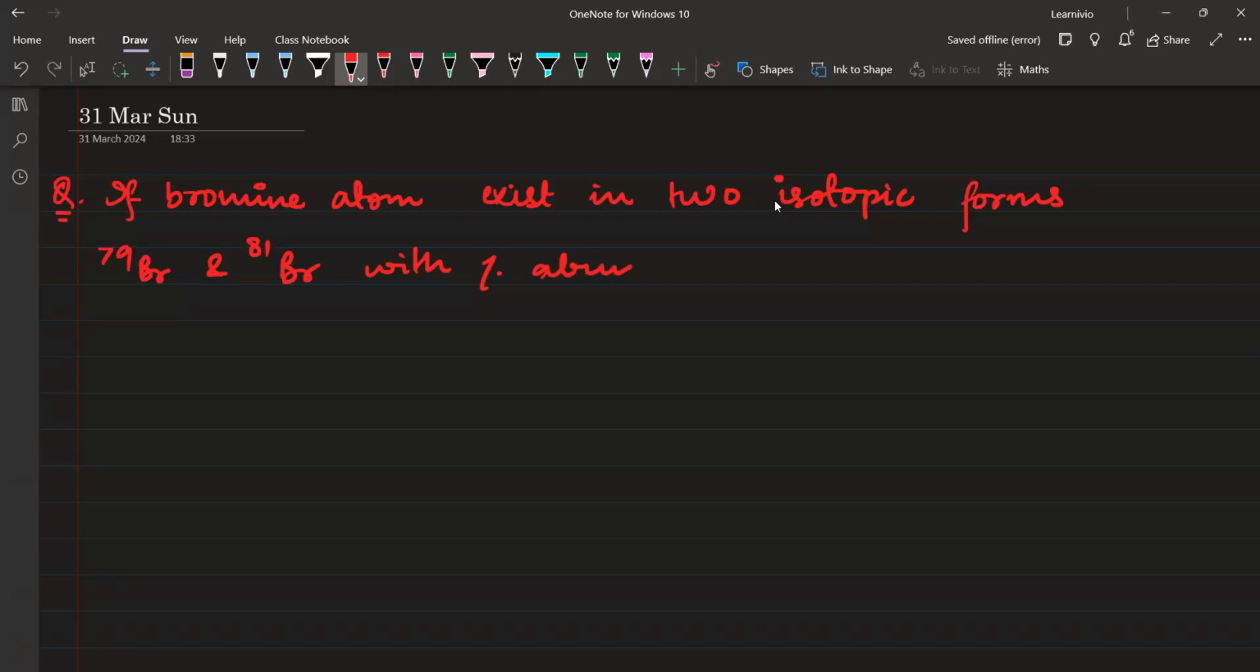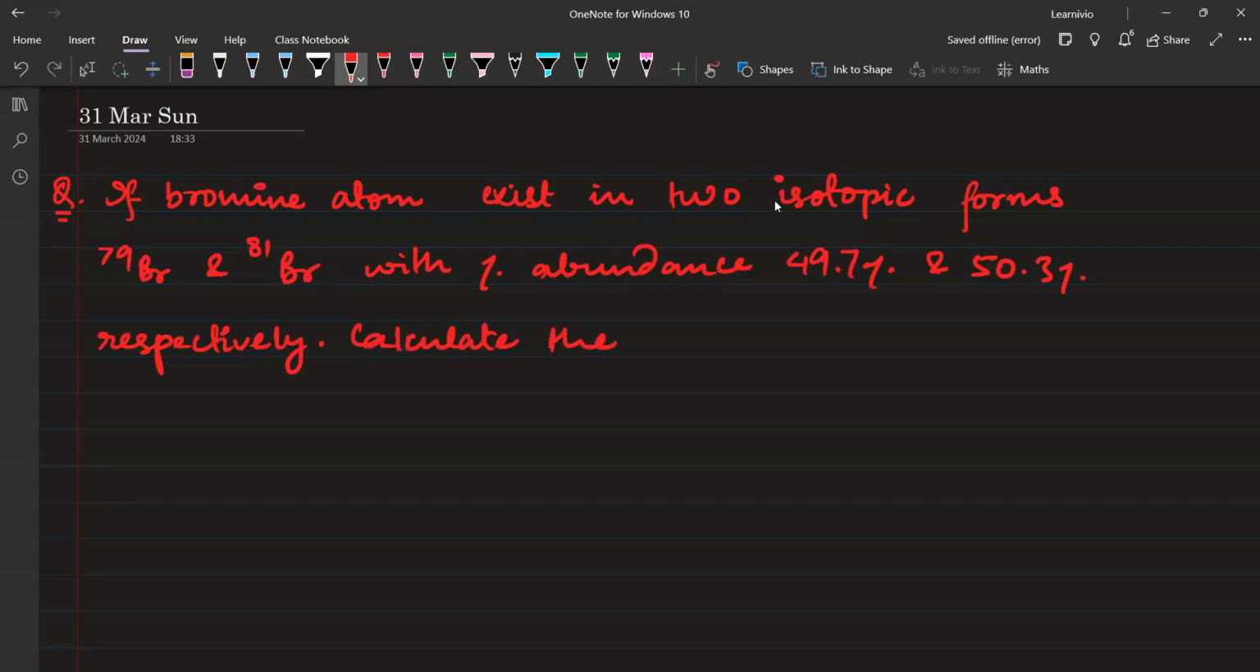Percentage abundance 49.7 percentage and 50.3 percentage respectively. Calculate the average atomic mass. Average atomic mass of Br. Let's try this.